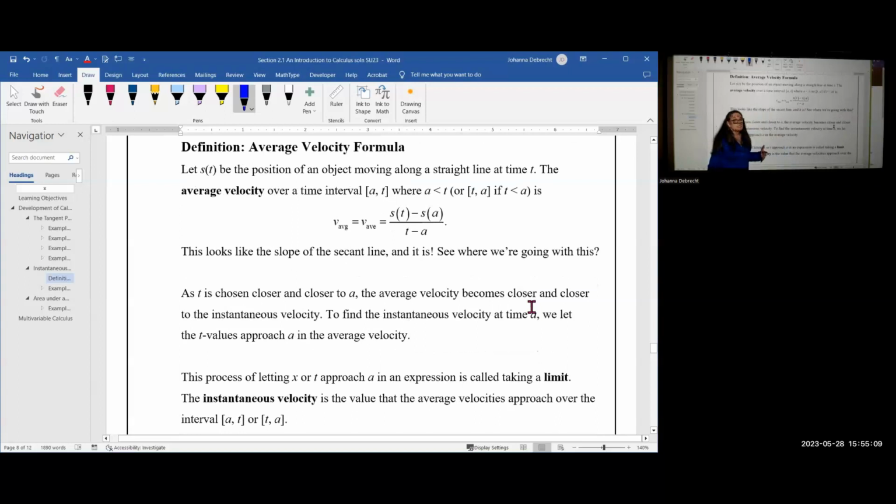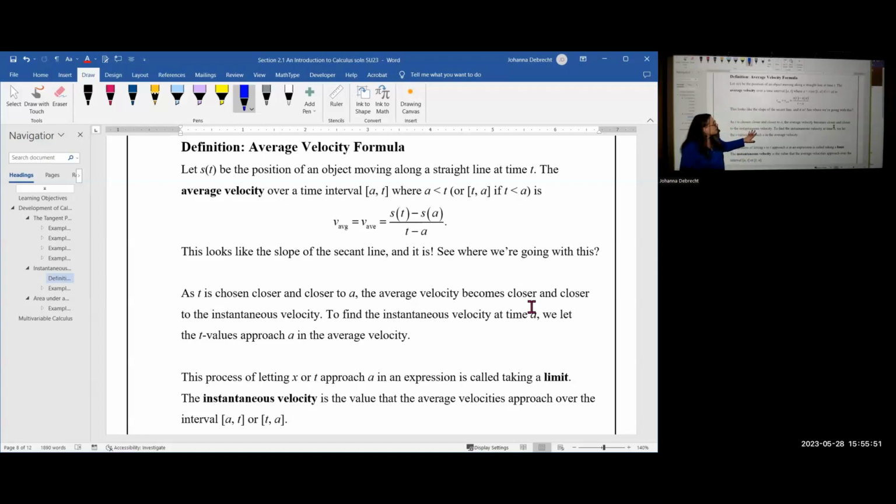If we let s(t) represent the position function at a point in time, so s(a) is how far it has traveled at time a, and s(t) is how far it's traveled at t amount of time, then the velocity, the average velocity or speed, can be found by the change in position over the change in time. Well, that looks like the slope of the secant line, and it is the slope of the secant line. This is just the difference quotient written with a position function instead of a generic function named f.